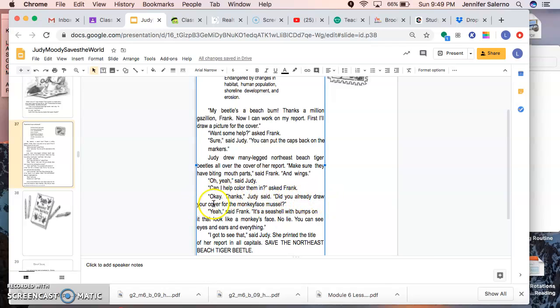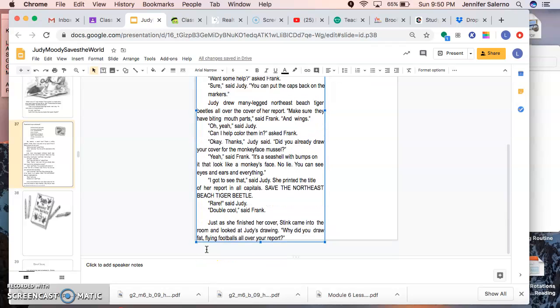"Did you already draw your cover for the monkey face muscle?" "Yes," said Frank. "It's a seashell with bumps on it that look like a monkey's face. No lie. You can see eyes and ears and everything." "I got to see that," said Judy. She printed the title of her report in all capitals. Save the Northeast Beach Tiger Beetle. "Rare," said Judy. "Double cool," said Frank. Just as she finished her cover, Stink came into the room and looked at Judy's drawing. "Why did you draw fat flying footballs all over your report?"